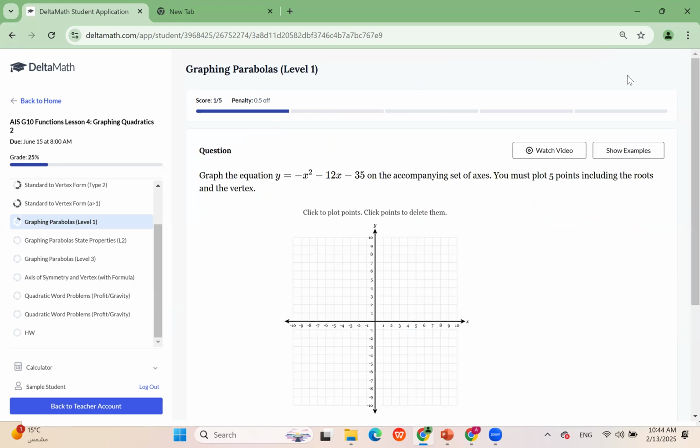Let's try another problem. Again, we need all three forms of the equation. So let's start with the vertex form. So for vertex form, we have negative (x squared plus 12x) minus 35. This is the same as negative square brackets minus 35. And we have (x plus 6) all squared minus 36. And this gives us negative (x plus 6) all squared plus 36 minus 35.